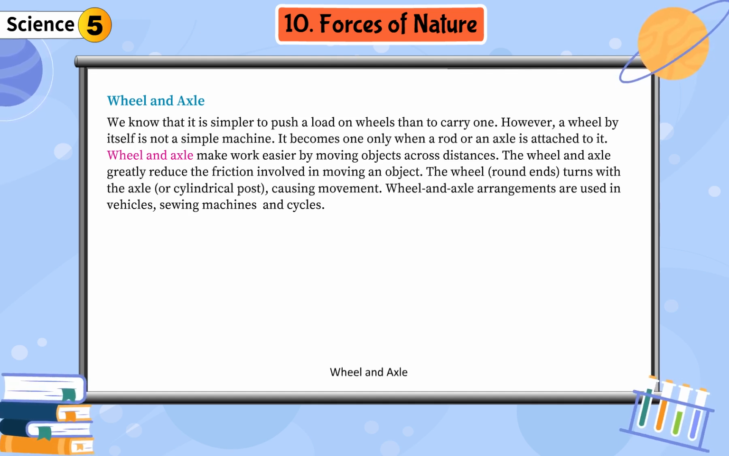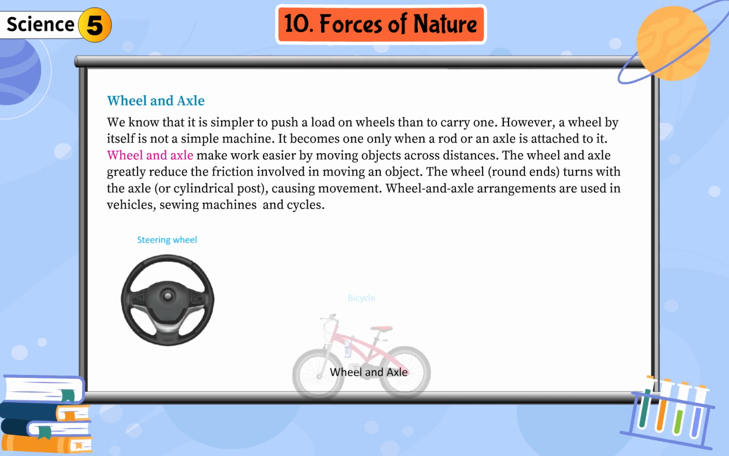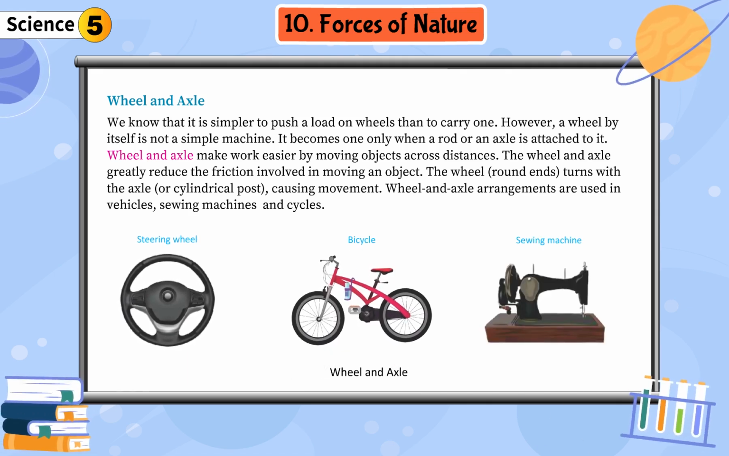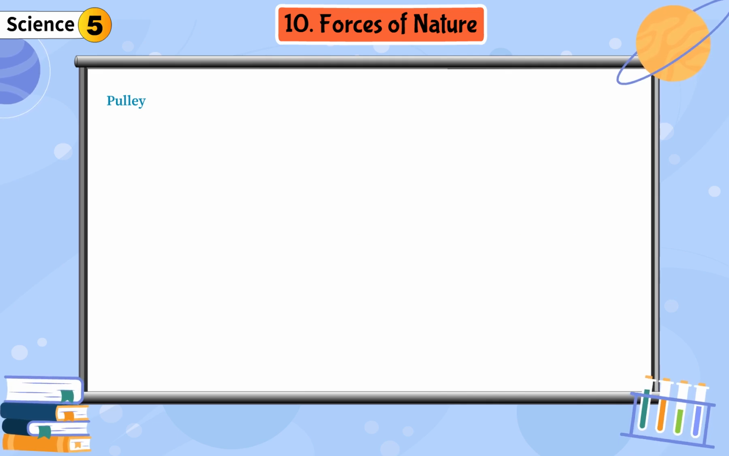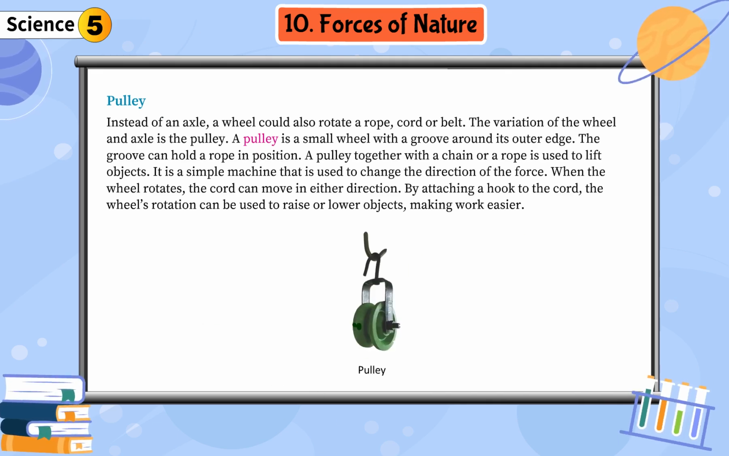Pulley. Instead of an axle, a wheel could also rotate a rope, cord or belt. The variation of the wheel and axle is the pulley. A pulley is a small wheel with a groove around its outer edge. The groove can hold a rope in position.